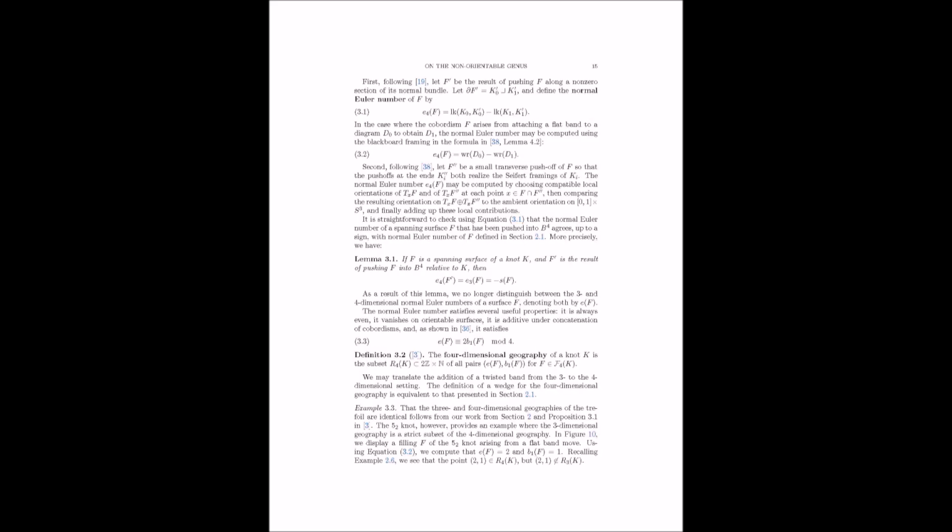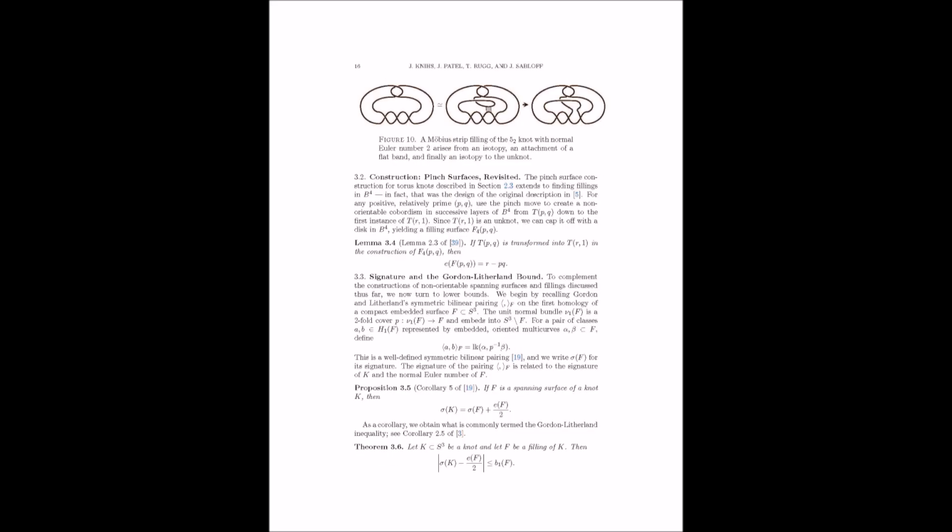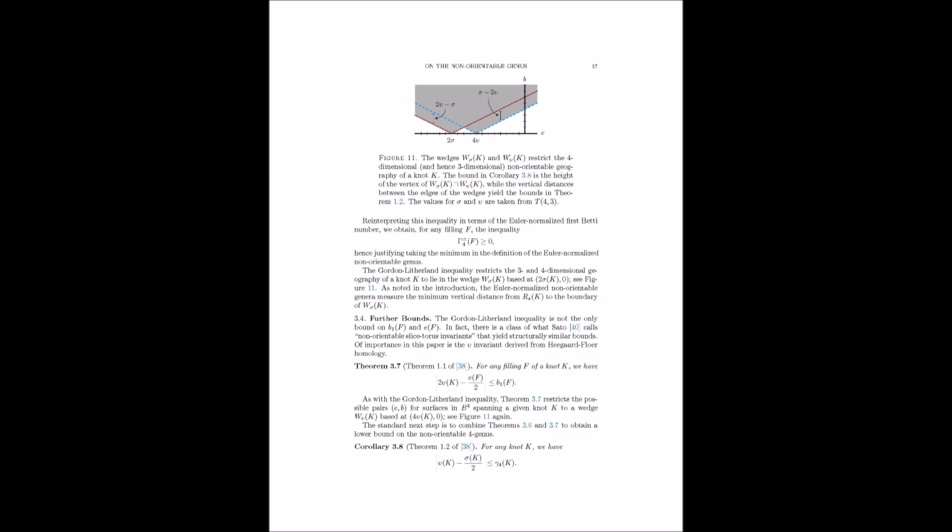Okay, so with that setup, they define the non-orientable 4-genus with this formula. γ₄(K) = min b₁(F). That's γ₄ of K equals the minimum of b₁ of F, such that F is in 𝓕₄ of K. So it's the same minimization problem. It is, but the set of allowed surfaces, 𝓕₄(K), is much, much larger because we have this whole extra dimension to move around in.